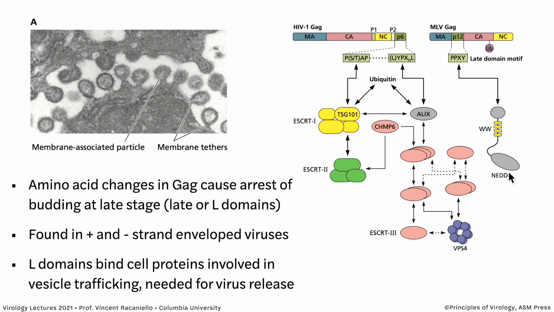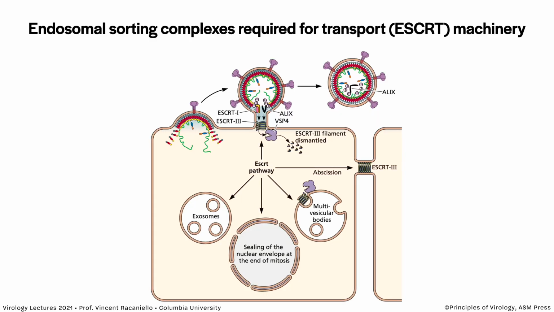MLV P12 binds NEDD4. So what are these proteins? What is ESCRT? What does this do? This is what ESCRT stands for: endosomal sorting complexes required for transport. It's a big, complicated machinery in the cell that's needed for membrane activity. For example, when cells divide by mitosis, they help pinch off that final bit of membrane. It's a little ESCRT protein here that gets in there and breaks the membranes apart.